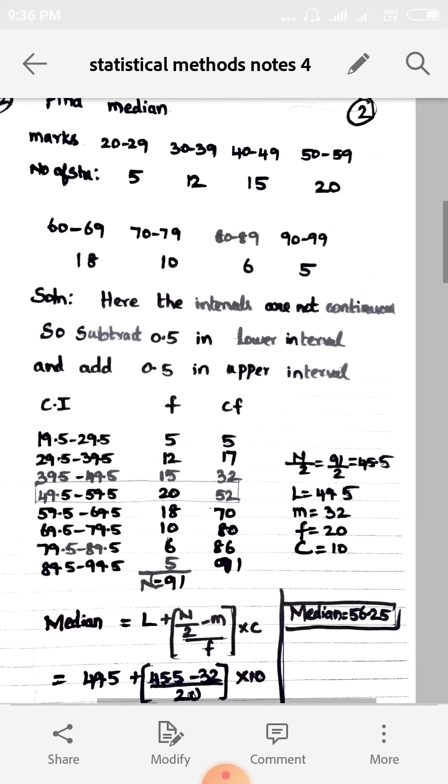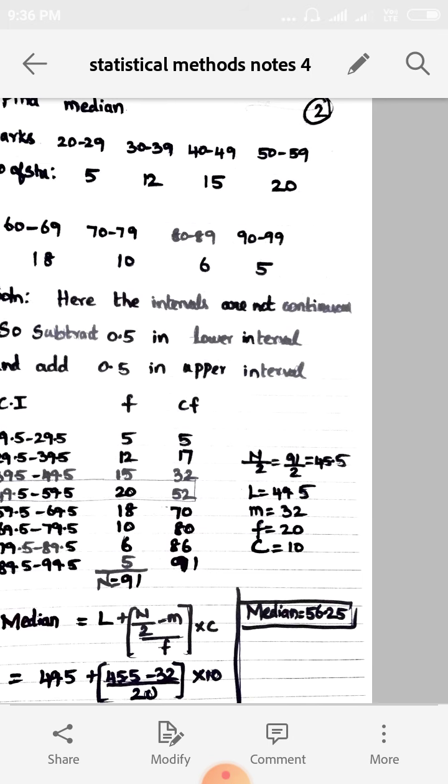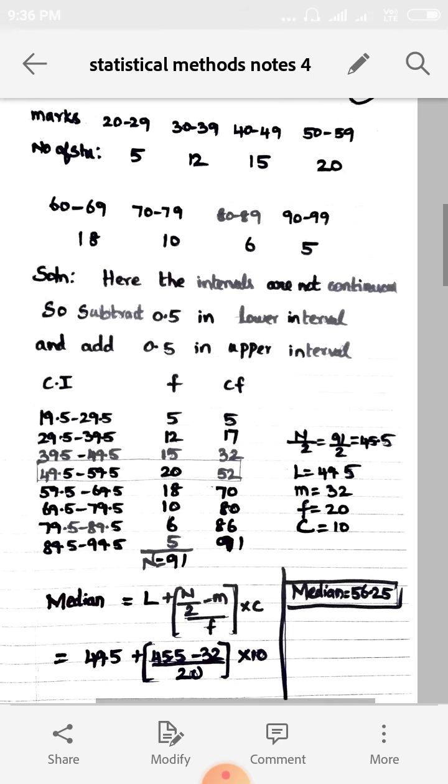So first find N by 2. N by 2 is nothing but 91 divided by 2, we get 45.5. Right. See, where does the value 45.5 lie in the cumulative frequency? In cumulative frequency we have to check. So in cumulative frequency, see where 45.5 lies. See, between 32 to 52, right? 45.5 lies in between 32 and 52.